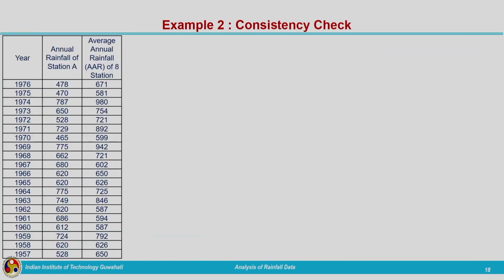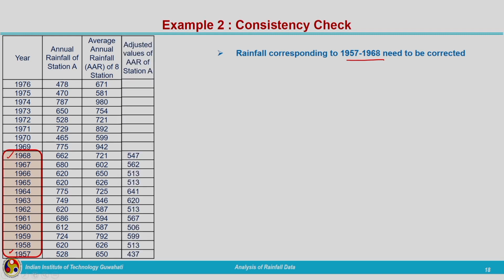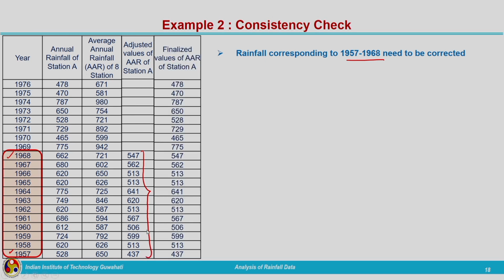Now we need to apply this correction for the data from 1957 to 1968. We will go back to our data again. The rainfall corresponding to 57 to 68 needs to be corrected. Those data series we will be checking and multiplying with the correction factor. After multiplying with the correction factor, we will obtain the rainfall data like this, and the entire series will be 1968 to 76.